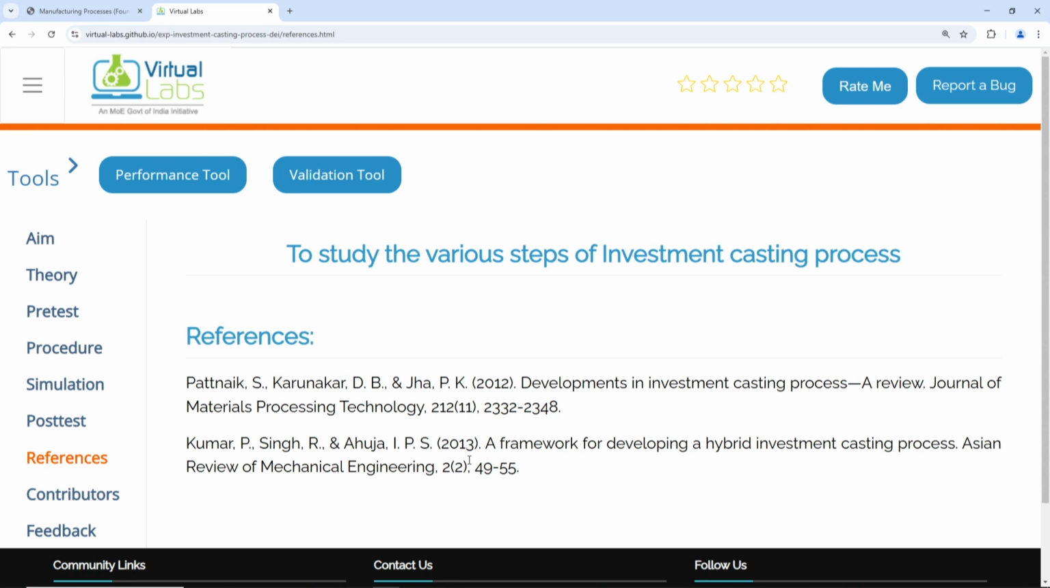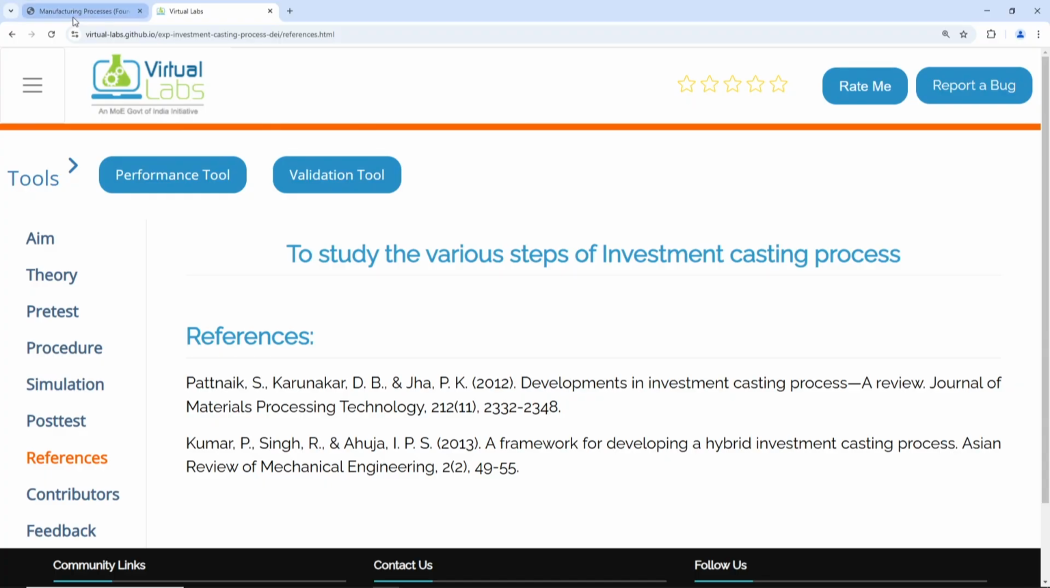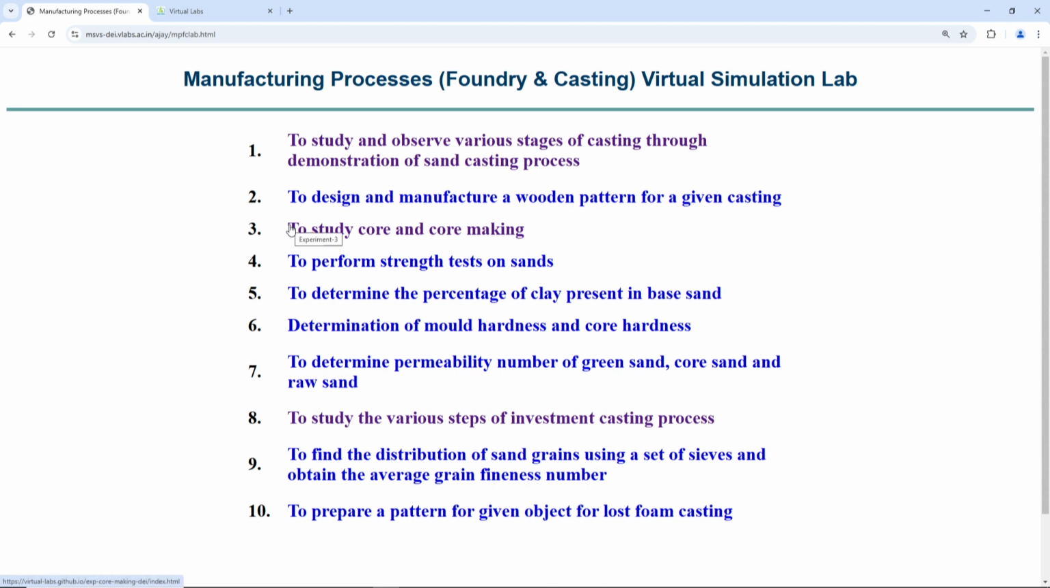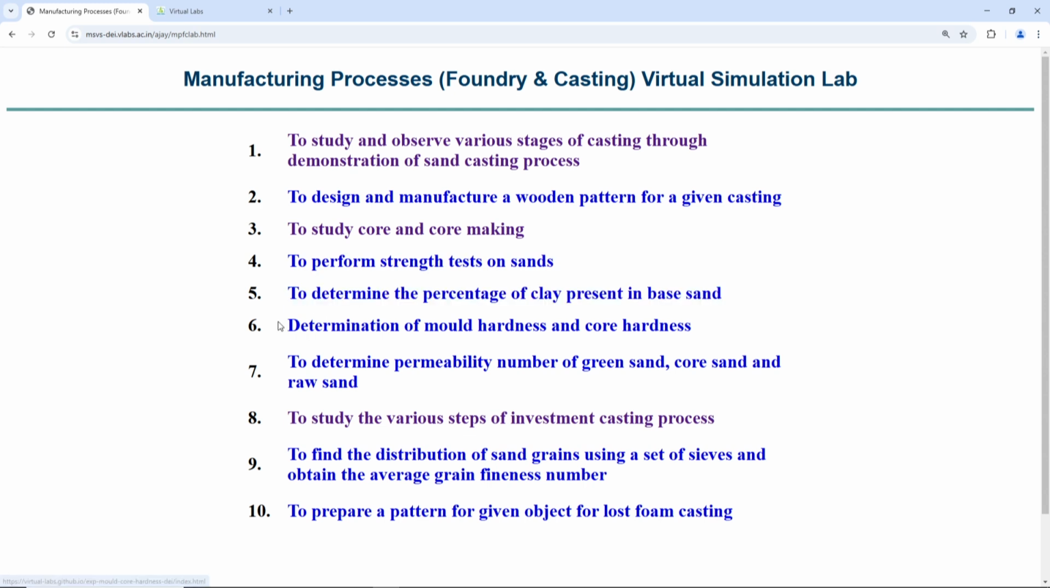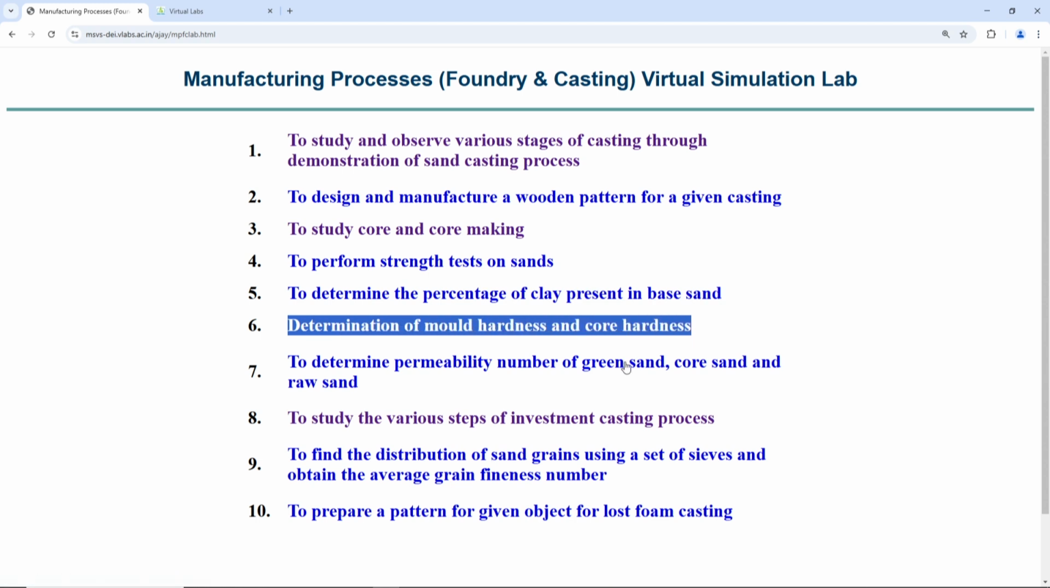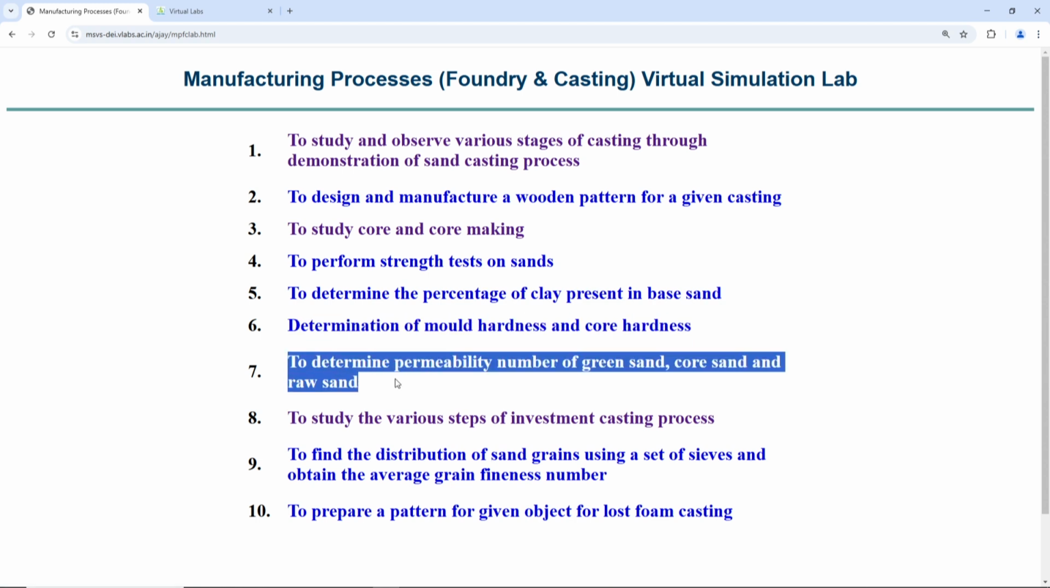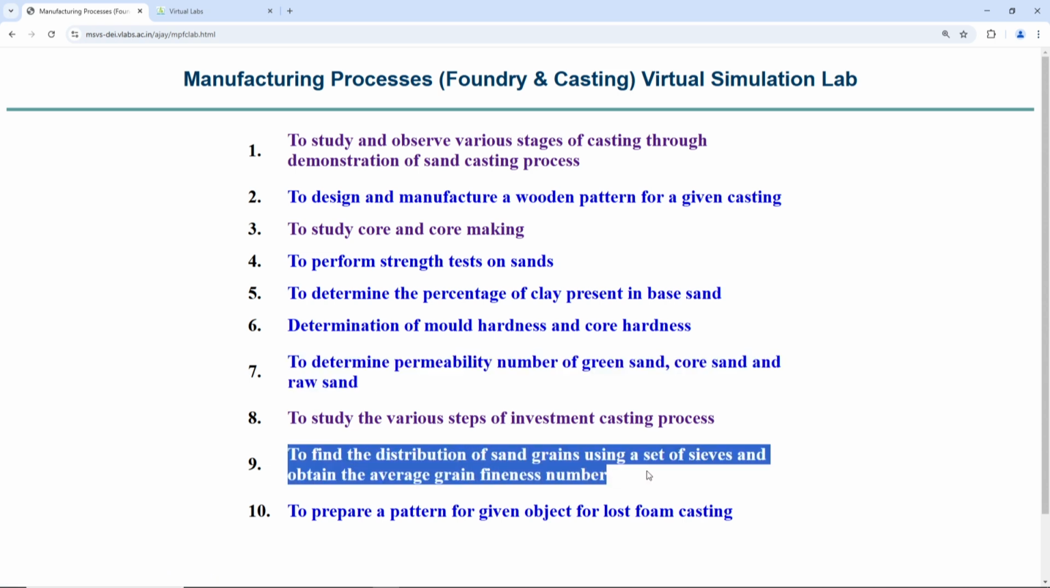So these were majorly the casting processes which I have discussed. Now the properties of the pattern and the properties of the sand are also to be tested. There are certain experiments in this direction as well. If you see here, experiment number 4 is to perform strength tests on sands, experiment number 5 to determine the percentage of clay present in the sand, experiment number 6 to determine the mold hardness and core hardness, then to determine the permeability. All these are regarding the properties. Then to find the distribution of sand grains using a set of sieves. Sand properties are again being discussed here. So these are all properties.